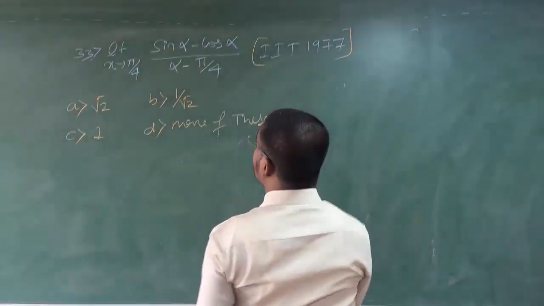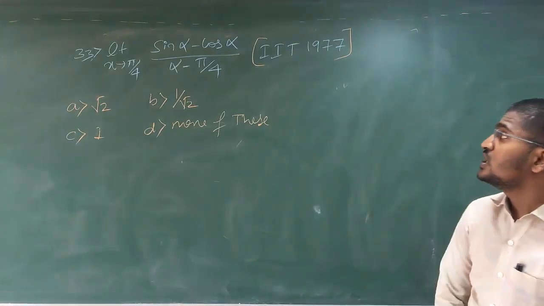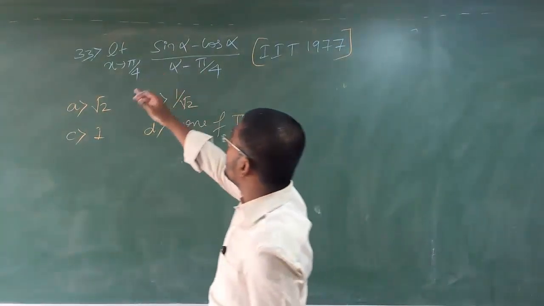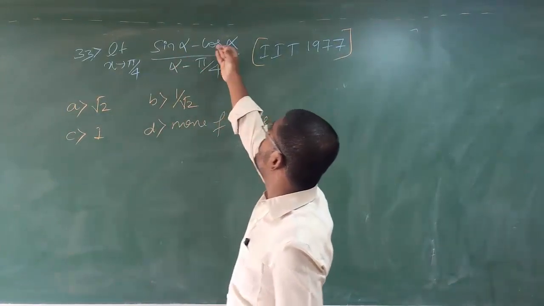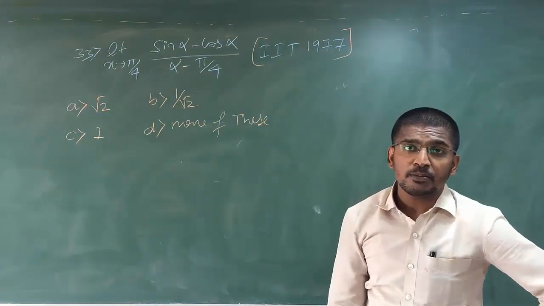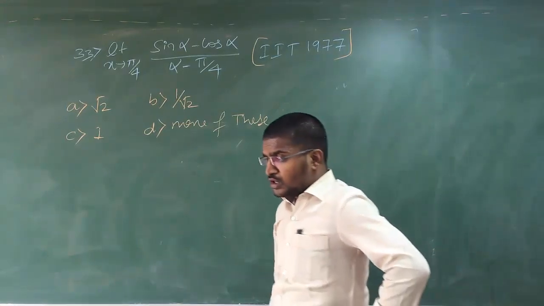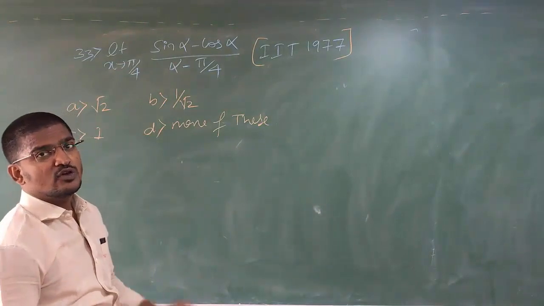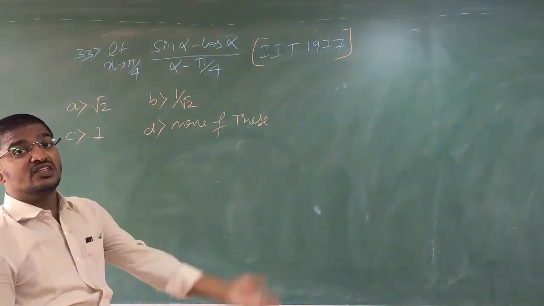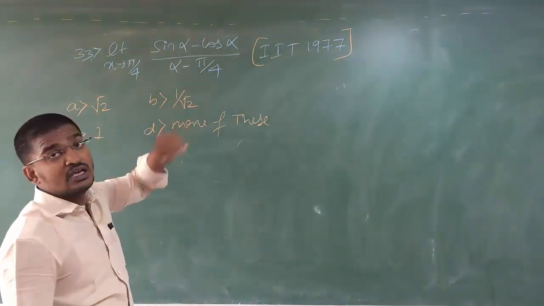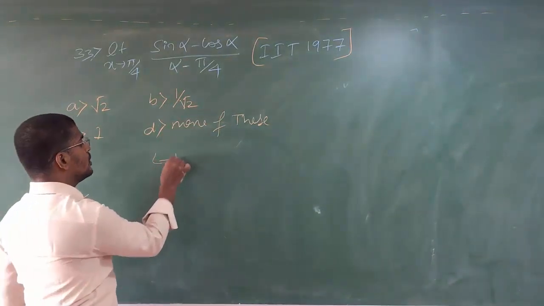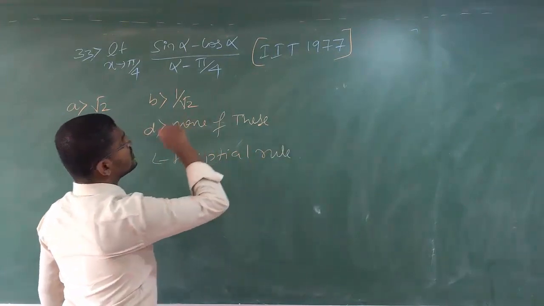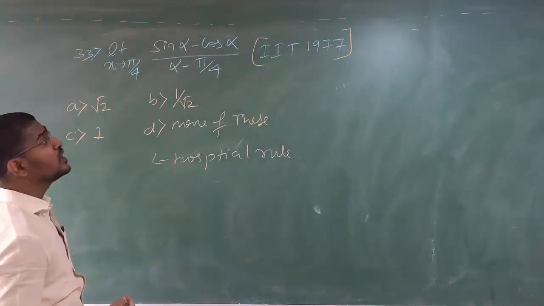Okay, students. Now let us go for question number 33. That is limit alpha tending to pi by 4 of sin alpha minus cos alpha divided by alpha minus pi by 4. To solve this problem you have 2 or 3 types of methods. I will solve by one method, you try with another method. I will solve it by L'Hospital rule. You try it with another method in your homework.